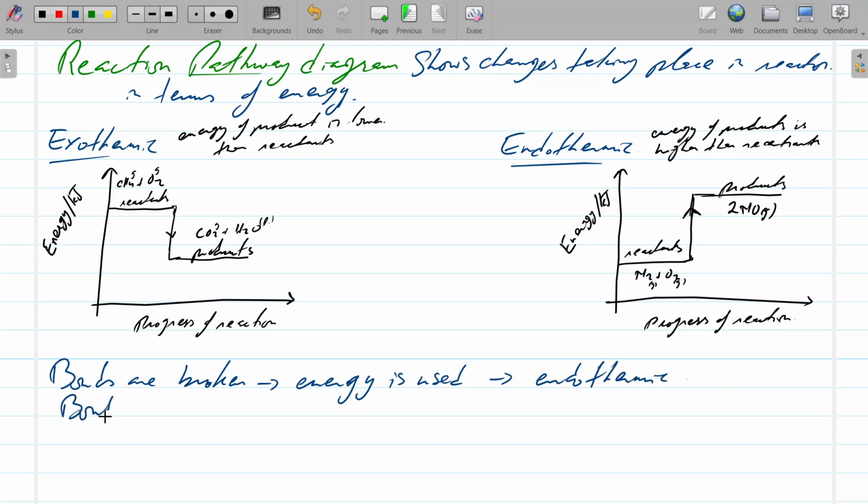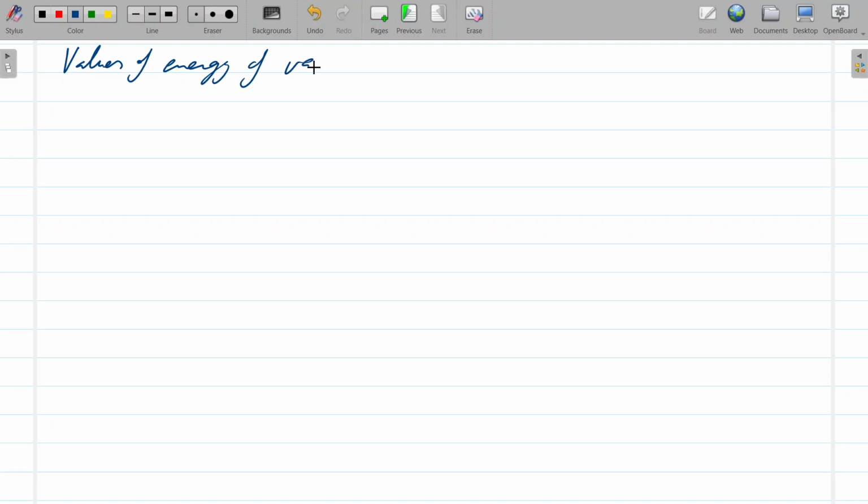When bonds are made, energy is released. And so these are exothermic. Why is this important, right? How do I use this to tell whether a reaction overall is endothermic or exothermic? So what we have is values of the energy of various bonds. And so I'll take you to the book for that. Let me put that on screen.